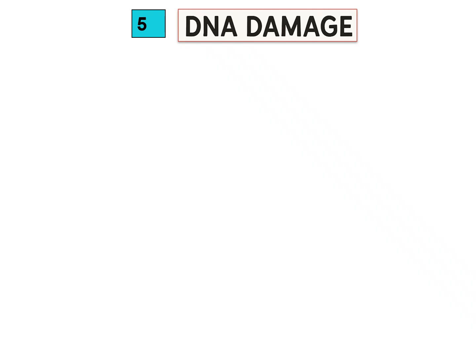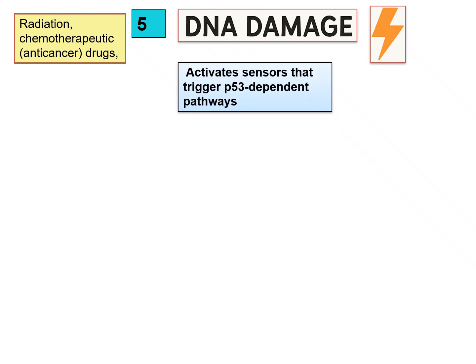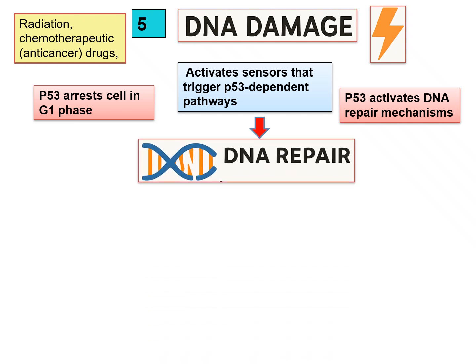Fifth mechanism is DNA damage. What are the various causes of DNA damage? Radiation, chemotherapeutic or anti-cancer drugs can cause DNA damage. Once there is DNA damage, it activates sensors that trigger p53 dependent pathways. So once p53 is activated, what happens? It arrests the cell which has undergone DNA damage in G1 phase, and it also activates DNA repair mechanisms. So it gives sufficient time for the cell to repair itself.